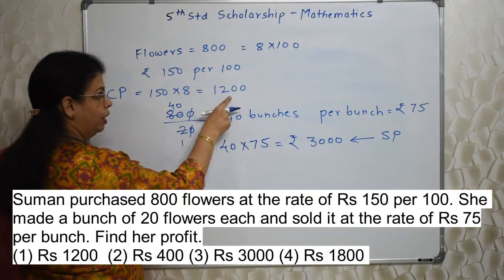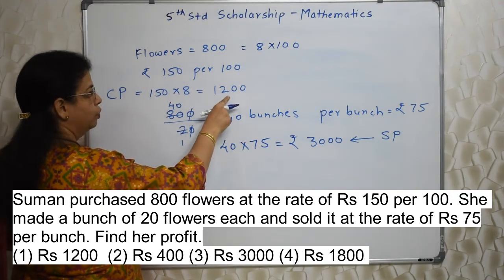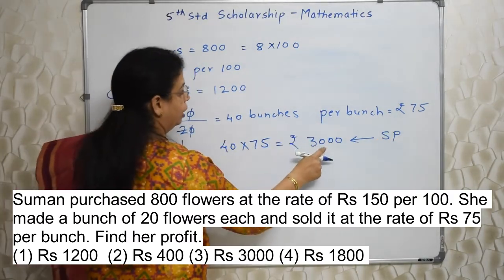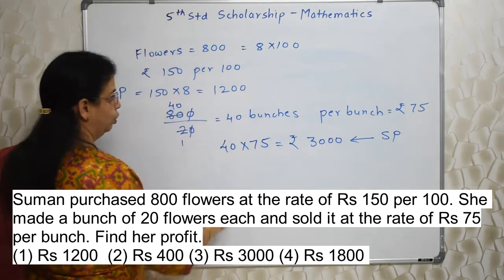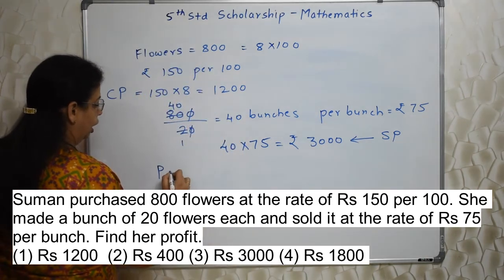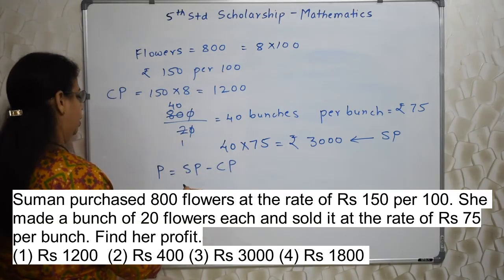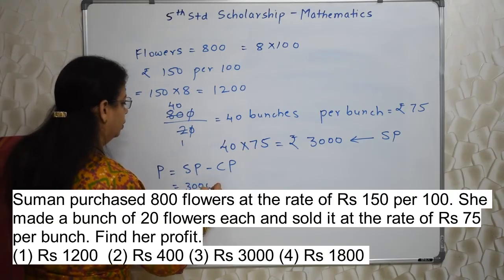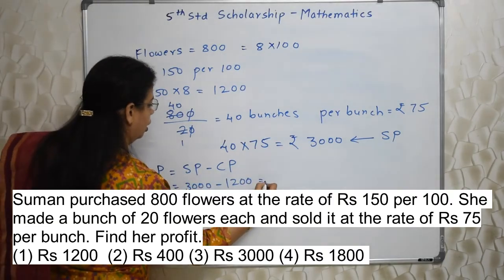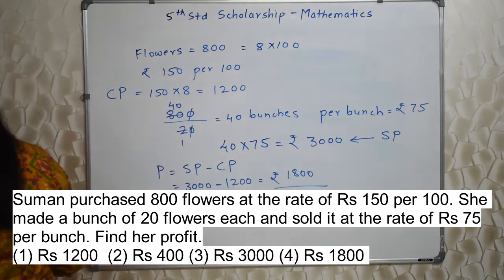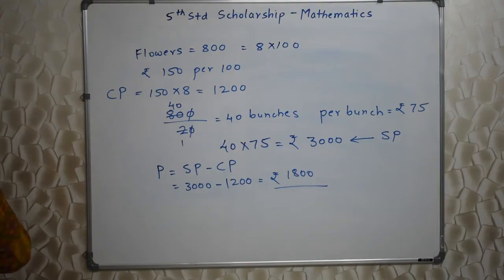CP is 1200. From her pocket 1200 has gone and she has got rupees 3000, which is much more than 1200. She is smart. She is getting profit. When SP is more, profit is there, right? So 3000 minus 1200, our profit is rupees 1800. So in this transaction she has gained a profit of rupees 1800, right?